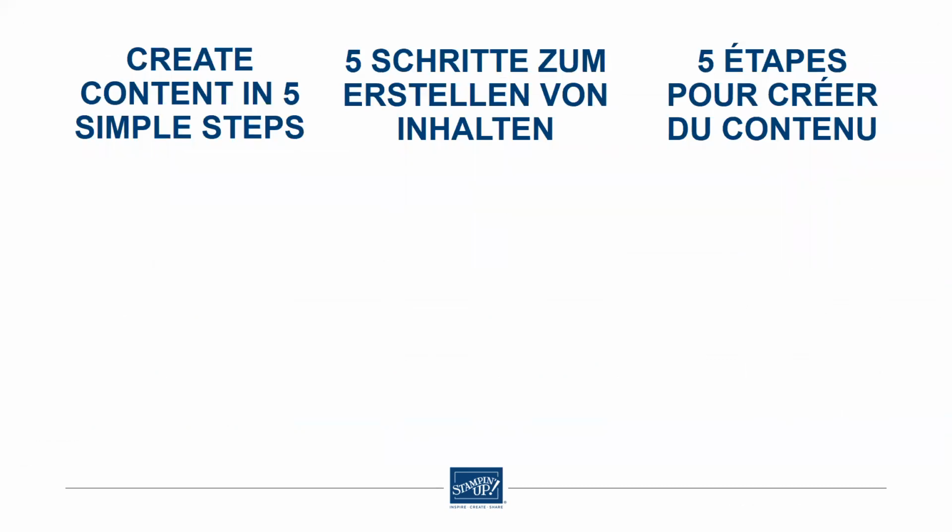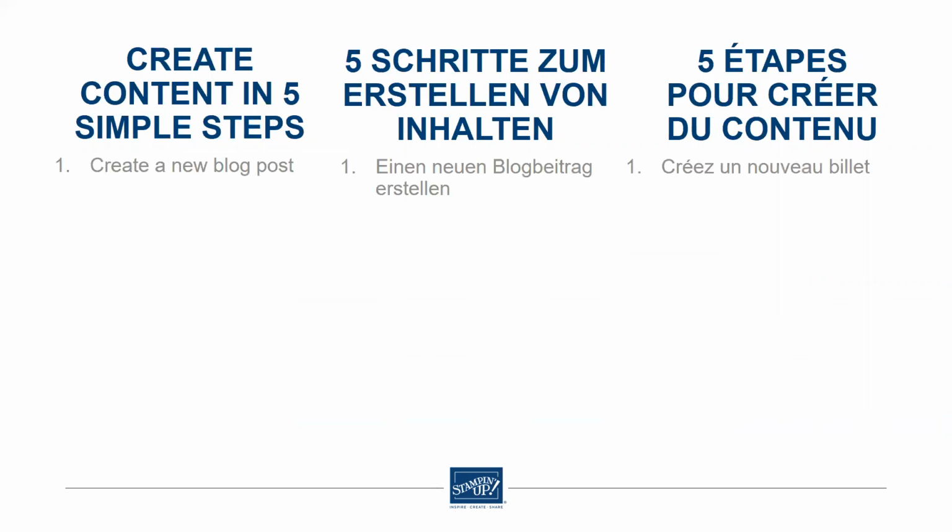So, creating content in 5 simple steps, always, of course, with an objective and a goal in mind. 1, create a new blog post. Write it, run a spell check. At the beginning, ask a trusted circle of friends and family for feedback. And don't be afraid to leave a post for a day or 2 and then go back to it with fresh eyes and edit it, shorten it probably.